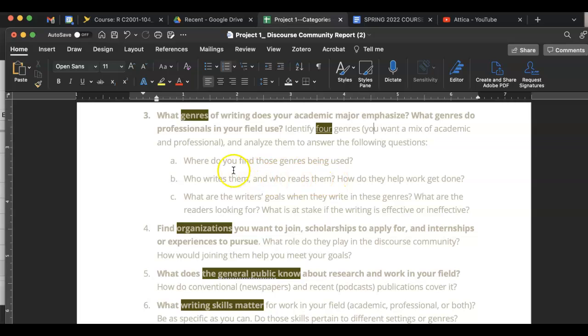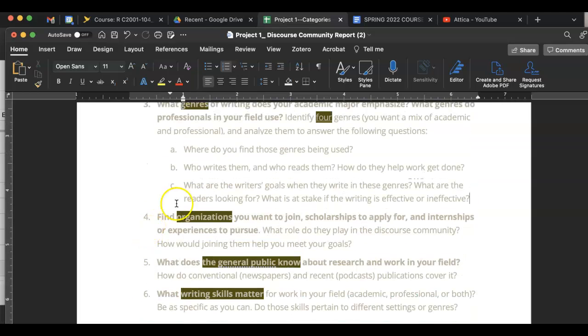And, where do you find the genres used? Who writes them? Who reads them? How do they help the work get done? How are they shared? What are the writer's goals when they write in these genres? What are readers looking for? What's at stake if the writing is effective or ineffective?